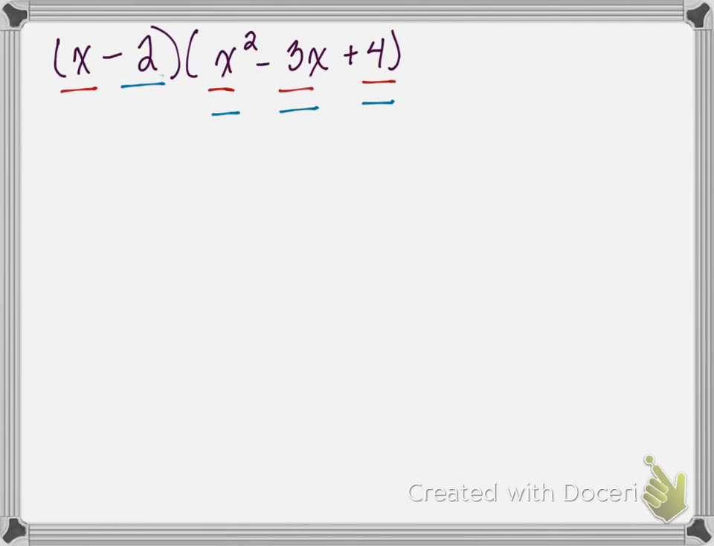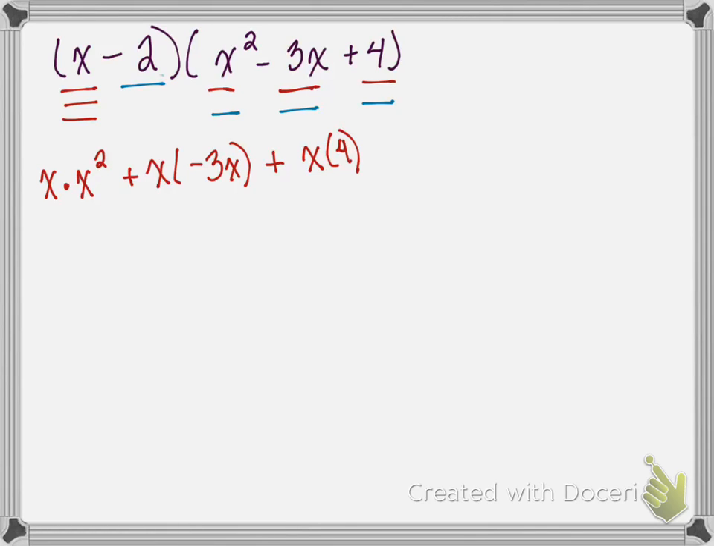So here we go. I have x times x squared. Okay? Then I have x times 3x. Or actually, it's not 3x. What is it? Negative 3x. Okay? Then I have x times 4. Okay? So x times x squared, x times negative 3x, x times 4.